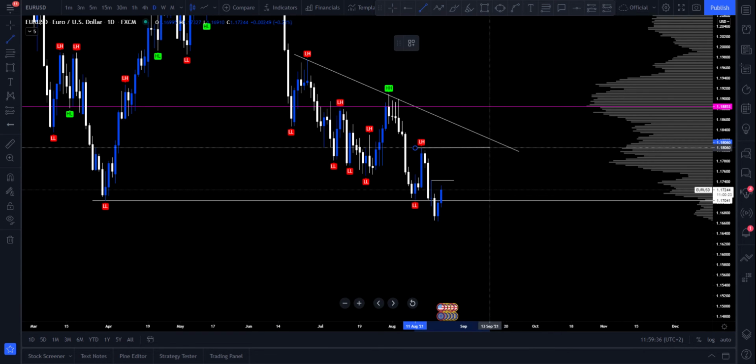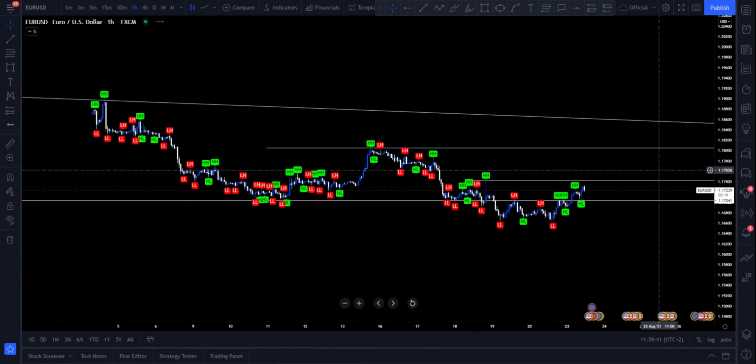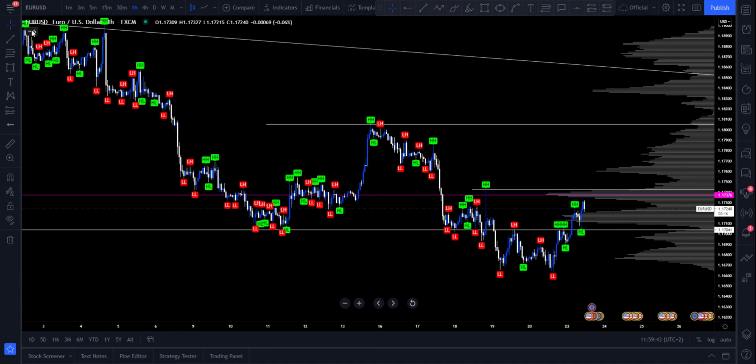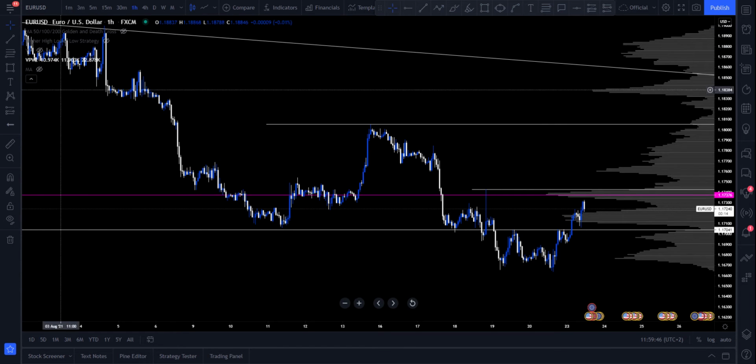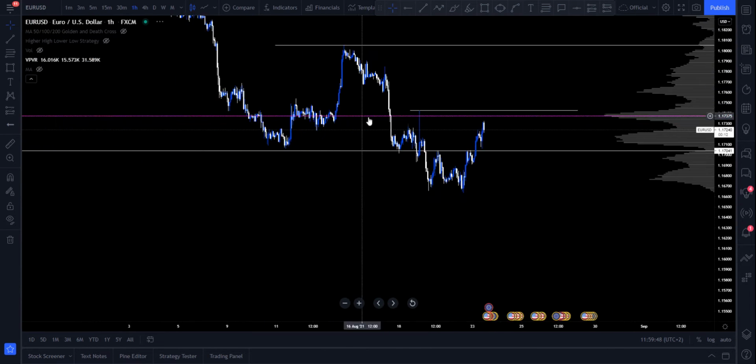But yeah, it is always up to you what you want to do. But let's just go to the lower time frame, for example, the 1 hour time frame. Okay, so this is how it looks like. I will turn this indicator off. Okay, so this is how it looks like.